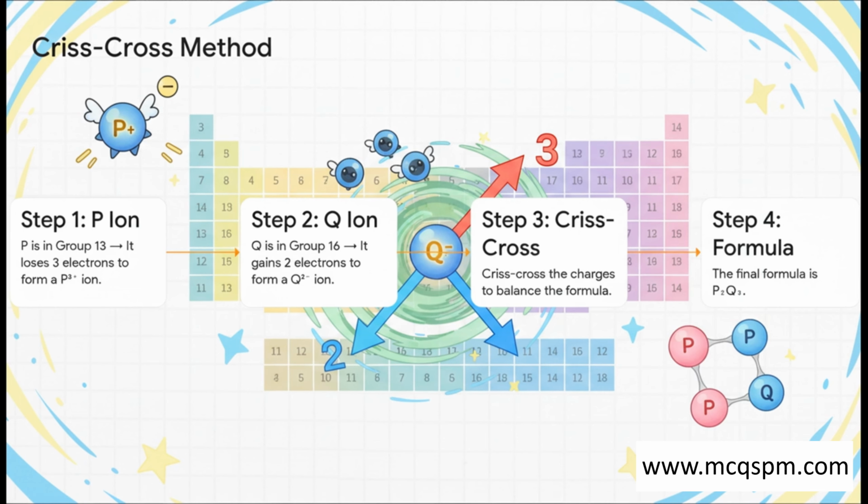Now for the fun part, the crisscross method. You just take the number from P's charge, the 3, and make it the subscript for Q. Then you take the number from Q's charge, the 2, and make it the subscript for P. And boom, you have your answer, P2Q3.